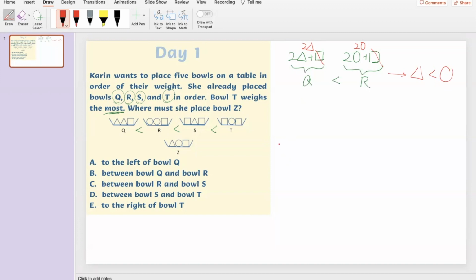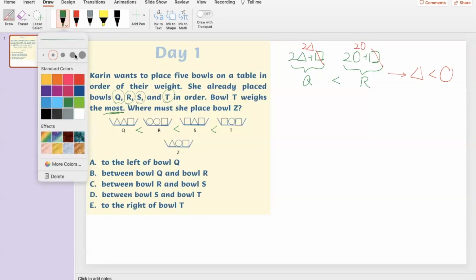Okay, let's see the others too. What about R and S? We have 2 circles plus 1 square is R, and we have 2 squares plus 1 triangle is S. Well, it's a little bit confusing, right? But let's see about others.